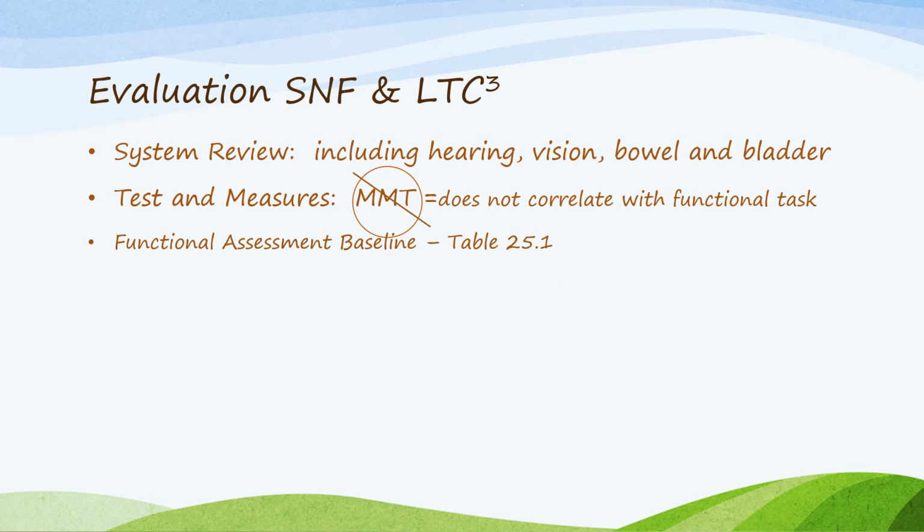Evaluation is system review, as usual, including things like hearing, vision, and bowel and bladder issues. Noted pretty specifically in the text that manual muscle tests are not a good correlation of function and probably not good for this patient population. And a functional assessment baseline is necessary. Table 25.1 gives you some good functional assessment baselines.